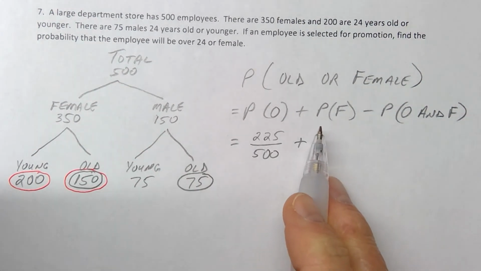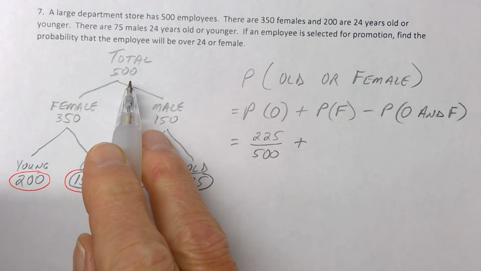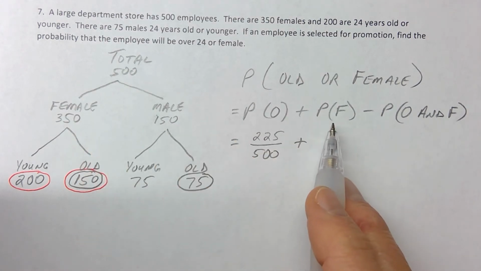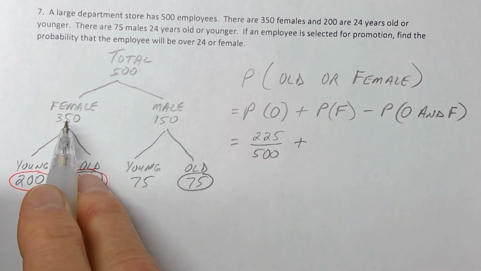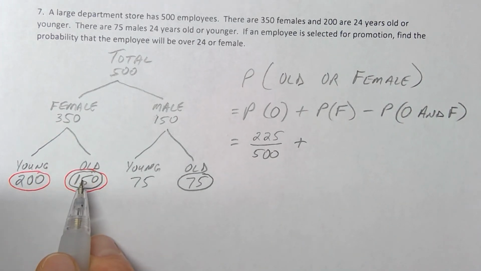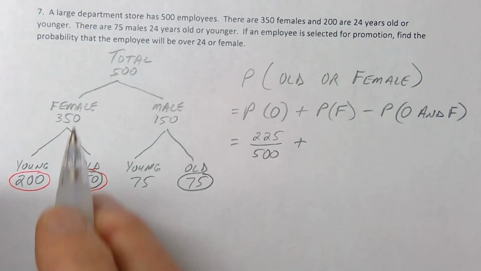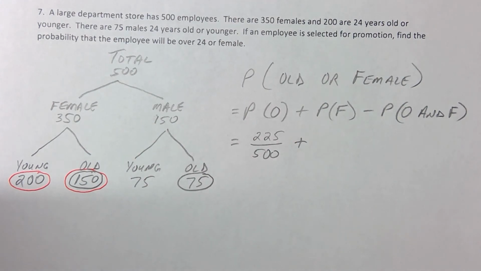Okay. Plus the probability that I reach into the hat, there's 500 names in the hat, and I pull out a female's name. All right, well, there's 350 females, 200 young and 150 old for a total of 350. So there's 350 females out of 500.